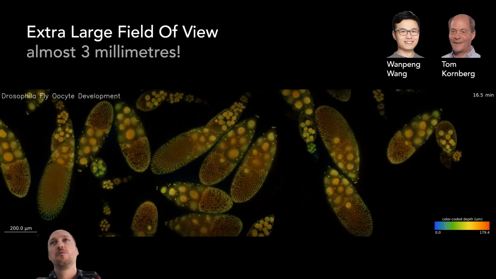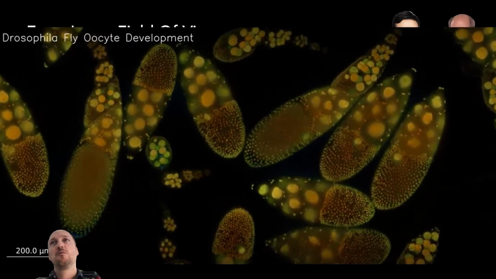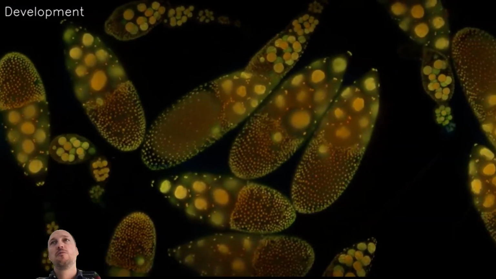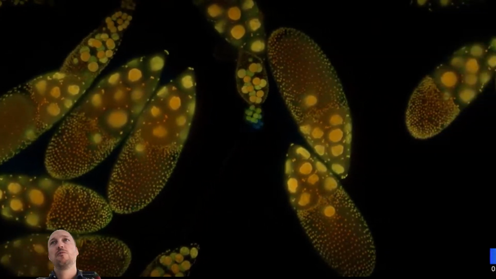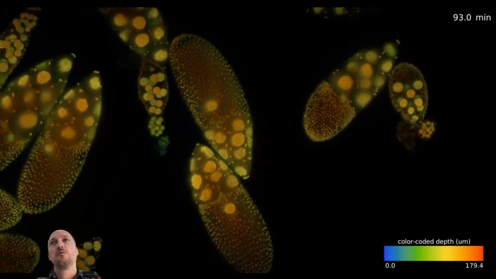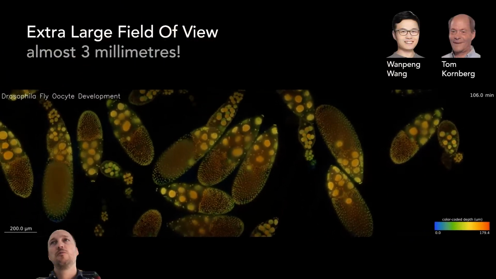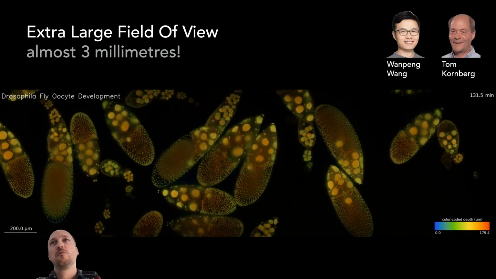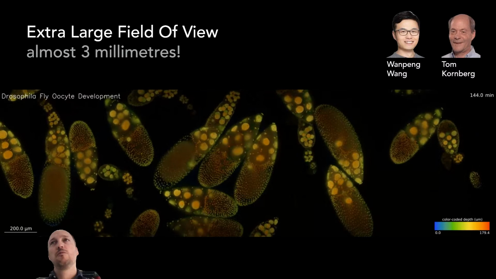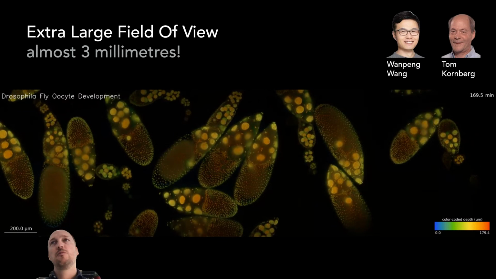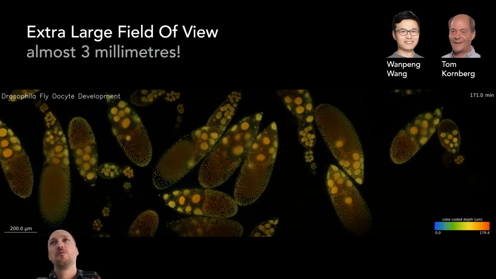Completely different type of sample. We collaborated with Tom Kornberg at UCSF and one of his postdocs. We looked at oocyte development, and they were interested in a rare event during this process, and they needed to be able to look at a very wide field of view and very large image volume to not miss that rare event. And as a side effect we got this beautiful video that, for our purpose, illustrates the large imaging volume that we can achieve.